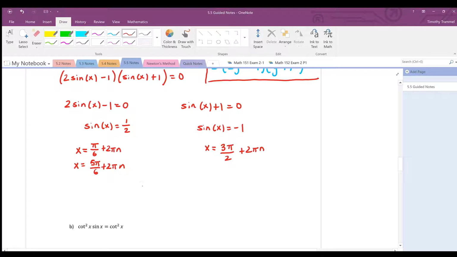So our solution set is the numbers pi over 6, 5 pi over 6, and 3 pi over 2. These are our only answers between 0 and 2 pi for this equation.